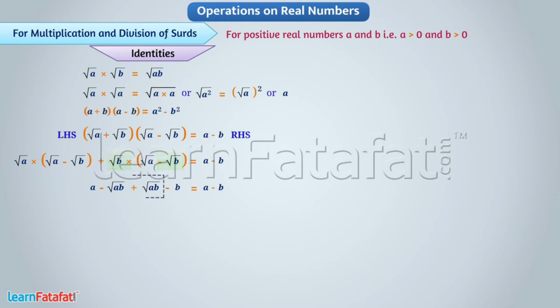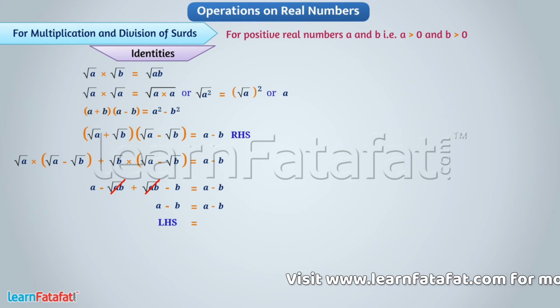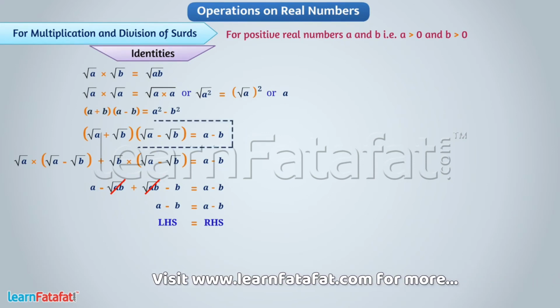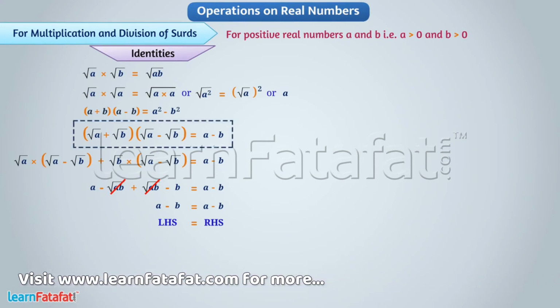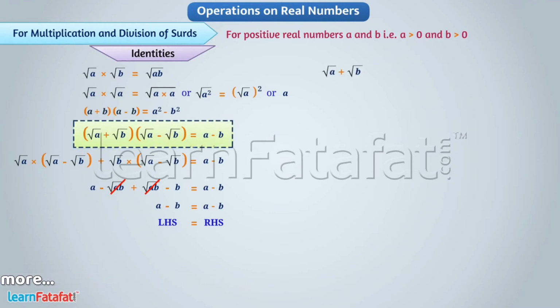These are the same terms with different signs, so we can cancel them. What remains is a minus b. Since LHS is equals to RHS, so this proves the identity. Similar to this identity, we can also write a plus root b multiplied by a minus root b is equals to a squared minus b.